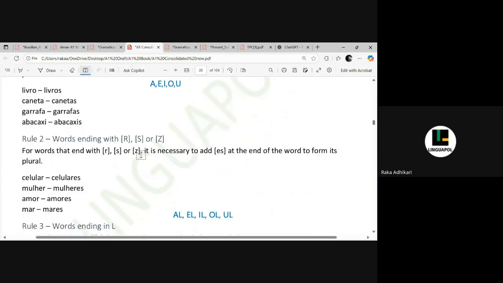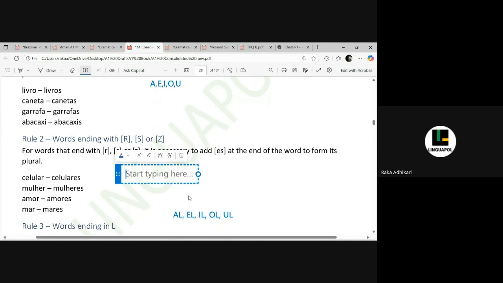Then rule number 2 talks about words ending in these letters, R, S or Z. For the words that end in R, S or Z, we will have to add an ES to make it plural. So if we had the word celular, then we are adding ES to the word to make it plural. So celular becomes celulares. We added an ES, celulares. Similarly, mulher becomes mulheres, adding an ES. Amor becomes amores. Mar becomes mares. So we are simply adding an ES where the word is ending in R.